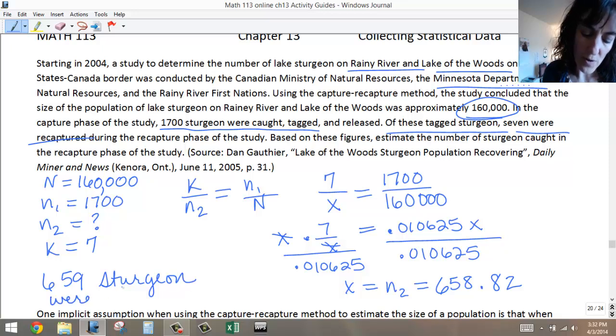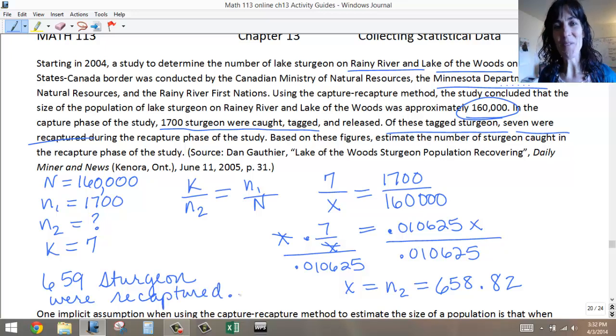were recaptured. Remember what we were trying to find. It was not how many were tagged or what the whole population is, but how many were recaptured.